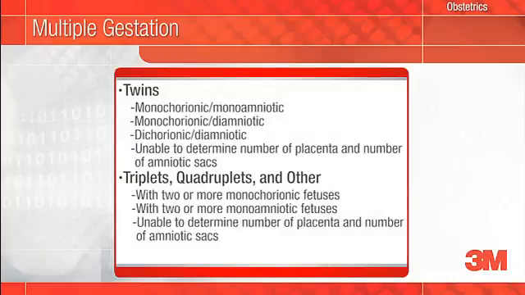ICD-10 has much greater detail to describe multiple gestation. As seen on screen, separate codes are provided to describe the number of chorions, amnions, and placentas. Since some types of multiple gestation require more monitoring than others, documentation of the specific type can help explain increased services and will give a clear picture of the complexity of the pregnancy.